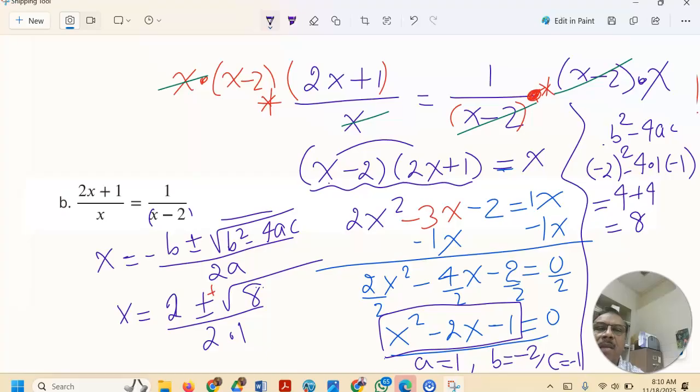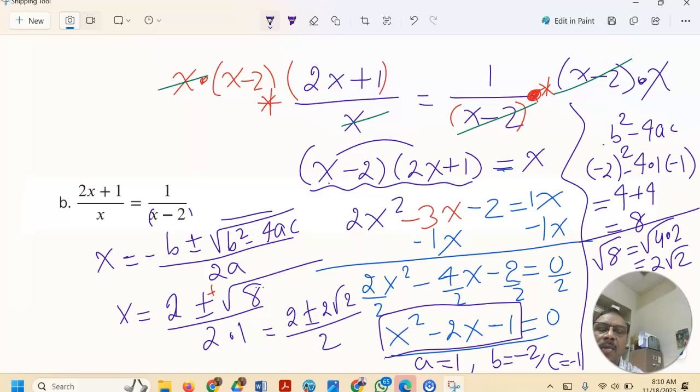Now how do we find the square root of 8? It can be written as the square root of 4 times 2. When you separate it, the square root of 4 is 2, but the root 2 stays the same. So this could be written as 2 plus or minus 2 root 2 divided by 2, and you can cross out this 2 and this 2. See? So what I'm left with is 1 plus and minus root 2.